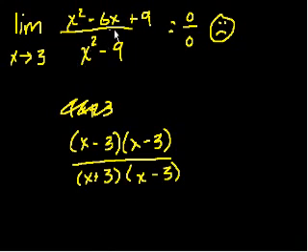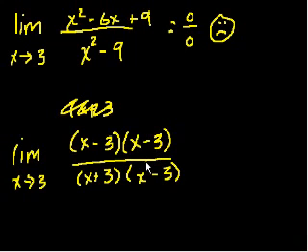All right? So the limit as x approaches 3 of this expression is the same thing as the limit as x approaches 3 of this expression. And of course, there's nothing we can do to change the fact that this expression is undefined at x equals 3. But if we can simplify it, we can figure out what it approaches.